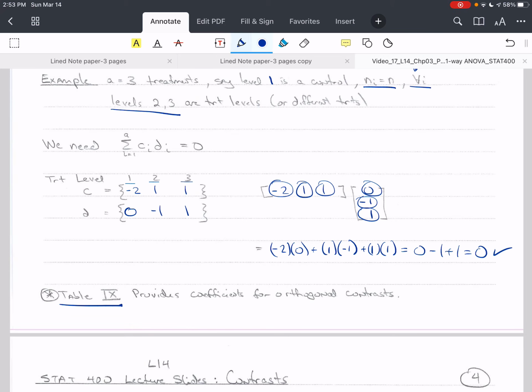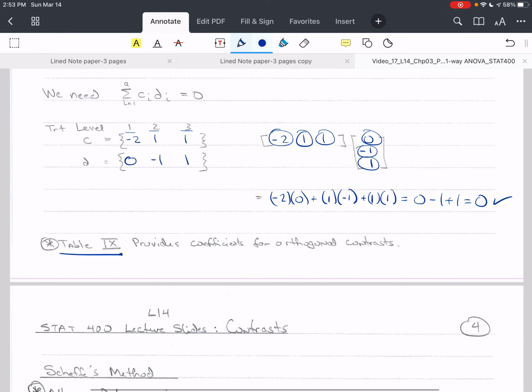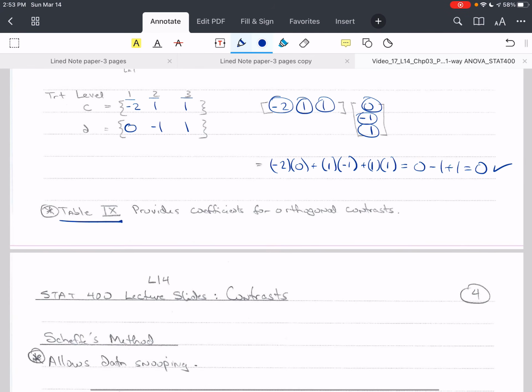Table 9 provides coefficients for orthogonal contrasts. If you have more than 3 treatments or levels, this is a really nice table to say here are all the possibilities. I think it may go up to about 8. It's a very nice table to have.